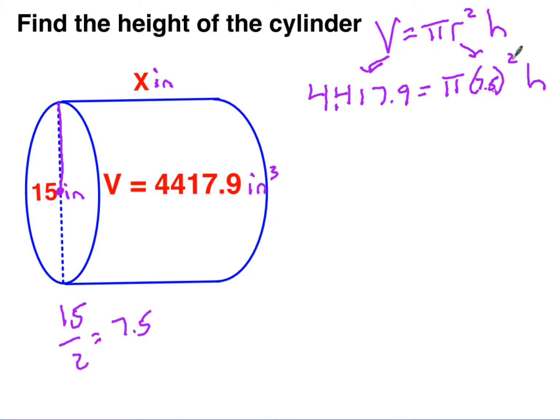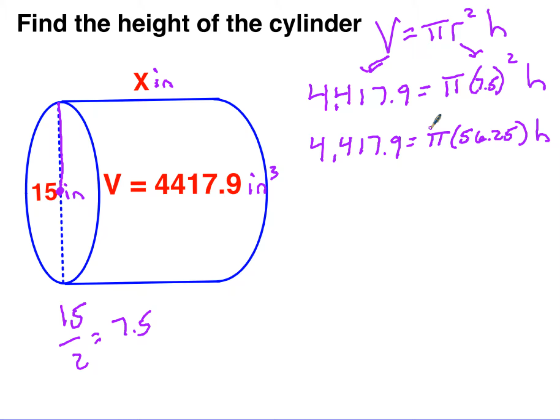Now I have to do 7.5 squared first. If I don't do 7.5 squared first, then I'm going to be in trouble. So I need to do 7.5 times 7.5, and I got 56.25 in my calculator. So I'm going to bring everything down. I haven't done anything on the left side of my equal sign yet, so I'm bringing that down. That's equal to pi times 56.25 times my height.